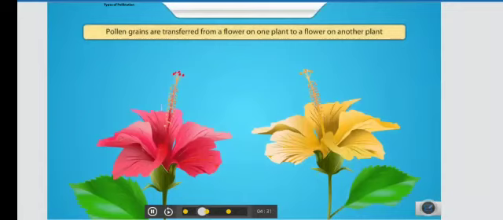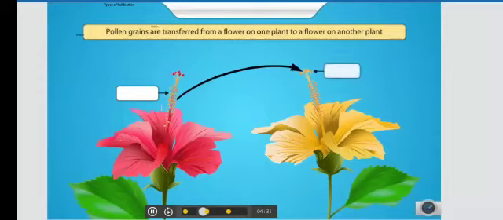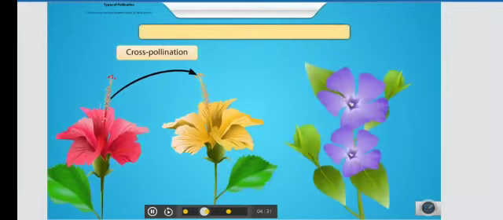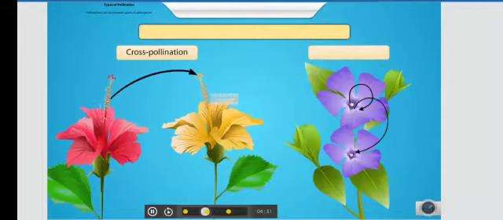When pollen is transferred from the stamen of one flower to the stigma of a flower on a different plant, it is called cross-pollination. When pollination occurs within the same flower or in another flower of the same plant, it is called self-pollination. It is important to note that pollination always occurs between plants belonging to the same species.